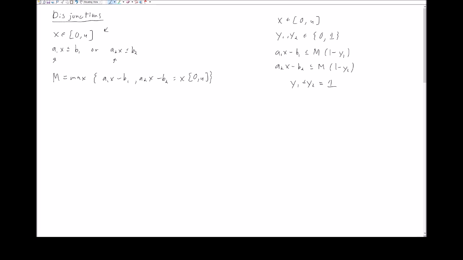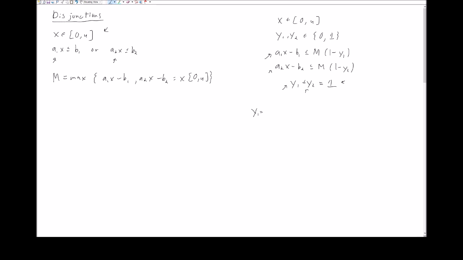The idea here is that y1 and y2 are going to indicate which constraint is on. So if y1 is equal to 1, then our first constraint is going to be on, and x is going to have to satisfy it. Conversely, if y2 is equal to 1, then our second constraint is on, and our variable x is going to have to satisfy it. And we can see from this third constraint that one or the other of our constraints is going to be on. We can make this a little bit more precise.